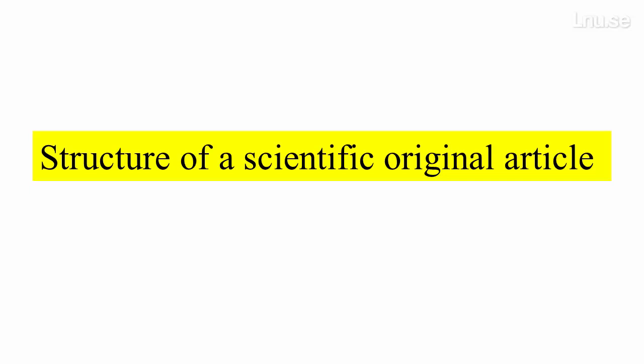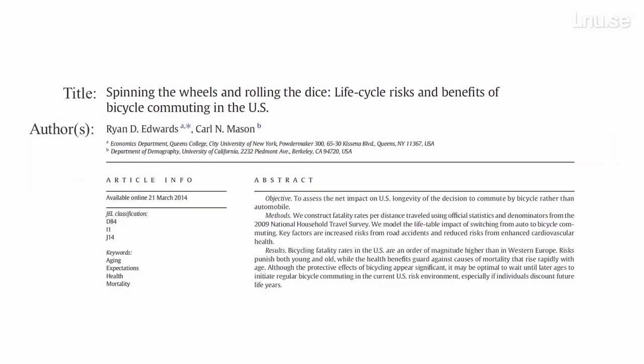Scientific articles may vary somewhat in design, depending on subject and methodology. A scientific article usually follows a specific structure, which ensures that the research process can be followed and replicated. The following elements are present.